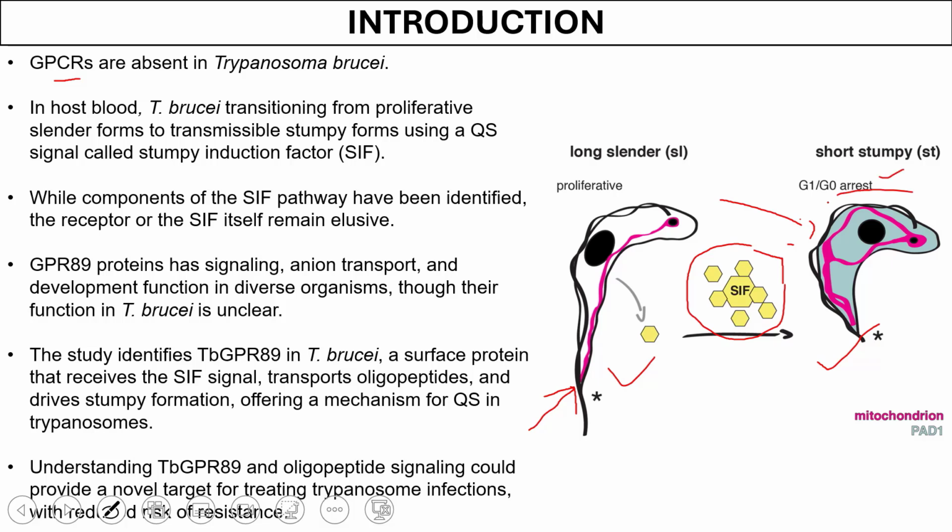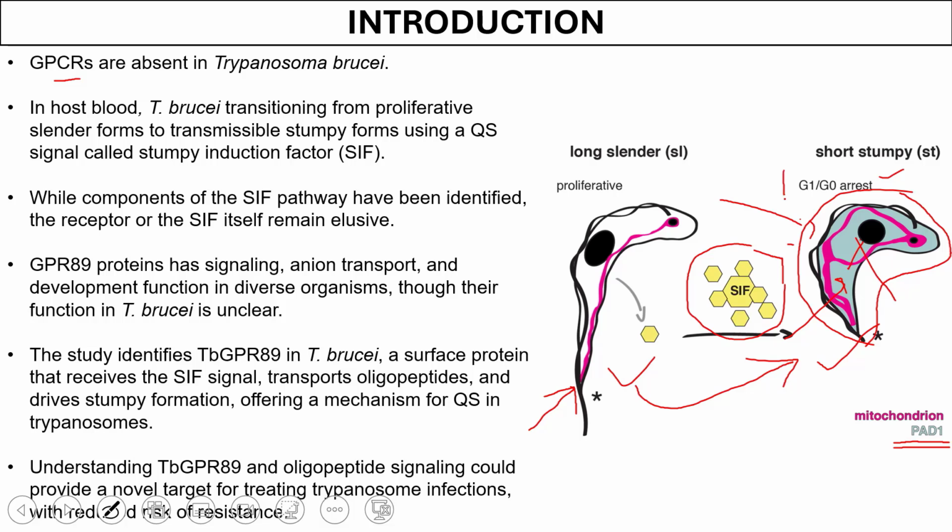One is morphologically it's short and round. Second, they express PAD1 protein. So PAD1 is a protein associated with differentiation. When the long slender form differentiates into the short stumpy form, it starts expressing a lot of PAD1 protein. So you can find this PAD1 protein all over the cell structure of the trypanosome.